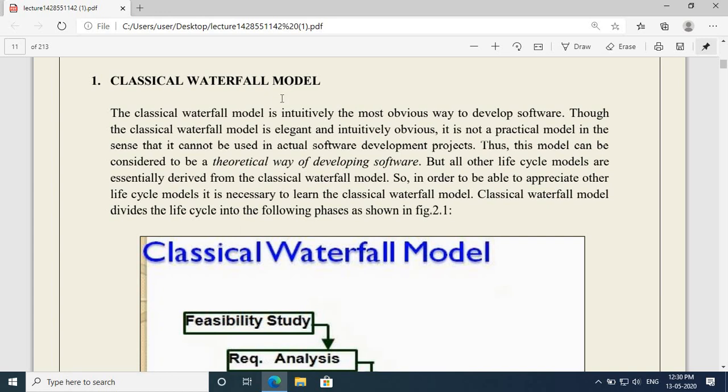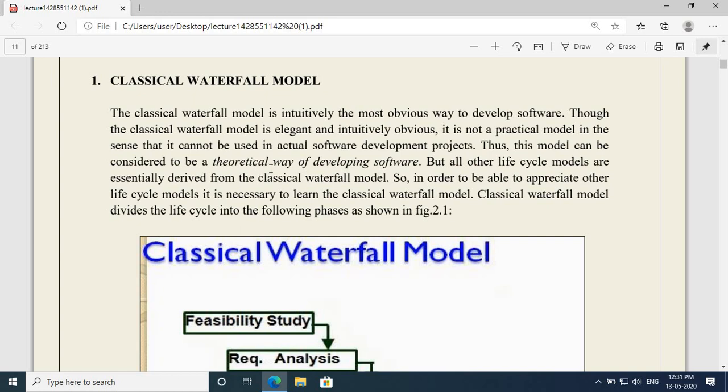The classical waterfall model is the theoretical way of developing software. All other life cycle models are essentially derived from the classical waterfall model. So in order to appreciate other life cycle models, it is necessary to learn the classical waterfall model. The classical waterfall model is not used in a practical way, so it is known as a theoretical model.